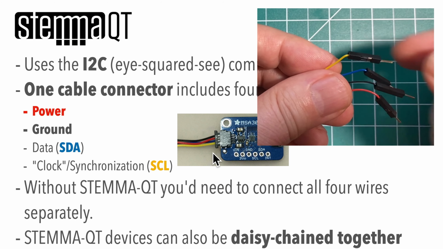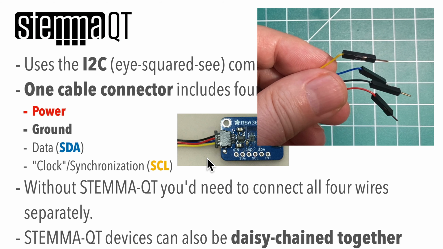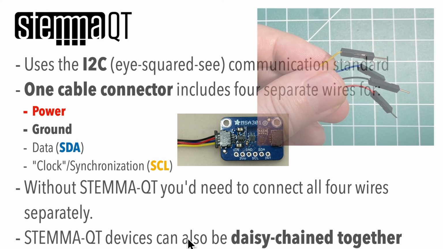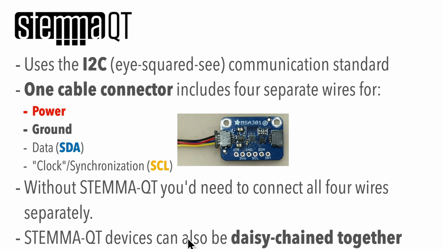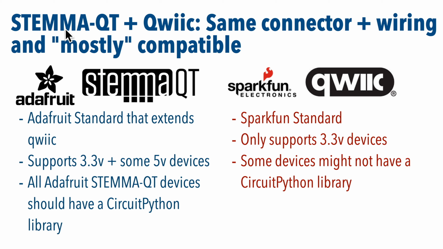If you've got a STEMMA-QT port, you can plug in any STEMMA-QT breakout boards with this one connector that brings together all 4 wires. And not only can you plug in the devices with this cable, you can also daisy chain devices together so they can all share that one port. Now, STEMMA-QT is Adafruit's name for this standard. SparkFun calls the standard QWIIC, that's Q-W-I-I-C.